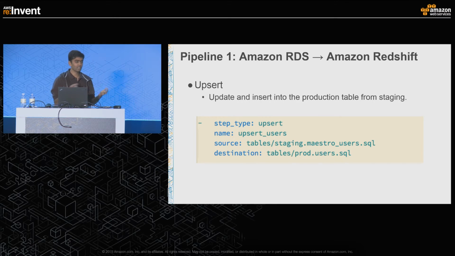So these were the three steps that we specified in the YAML file directly. But there were more things that happened in the background when we executed the pipeline.